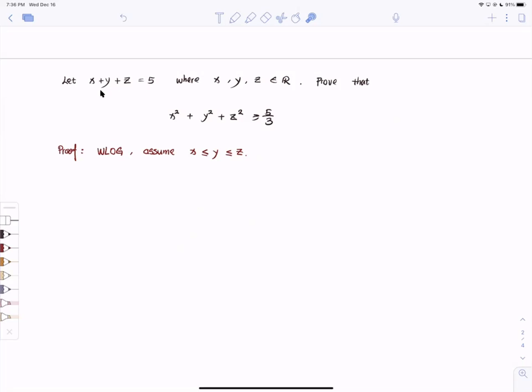Then, since x plus y plus z equals 5, this is going to imply that my z is greater than or equal to 5 over 3. For this one, anyone has any question?